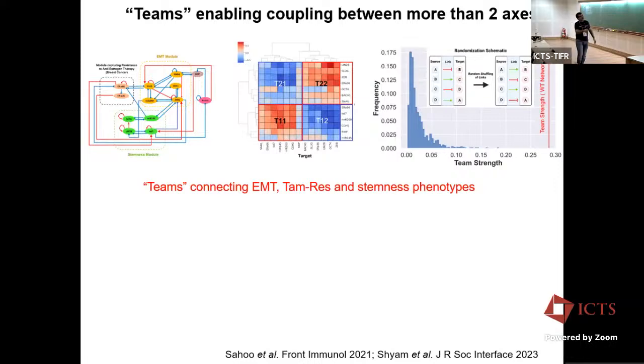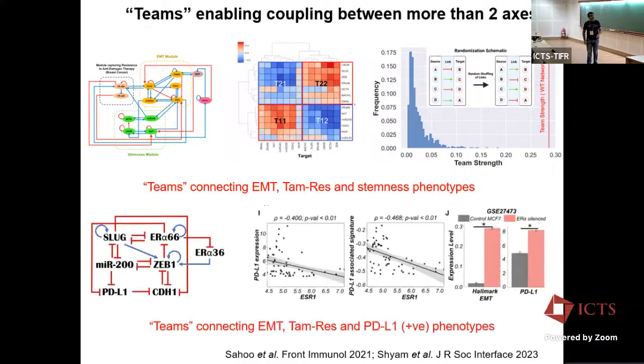Okay, and again, you can do this randomization and show that this property of teamness or team behavior is again seen in the wild-type network, not in random networks. Let's look at another combination. EMT, tamoxifen resistance, immunotherapy resistance. Okay, you can pick any combination.